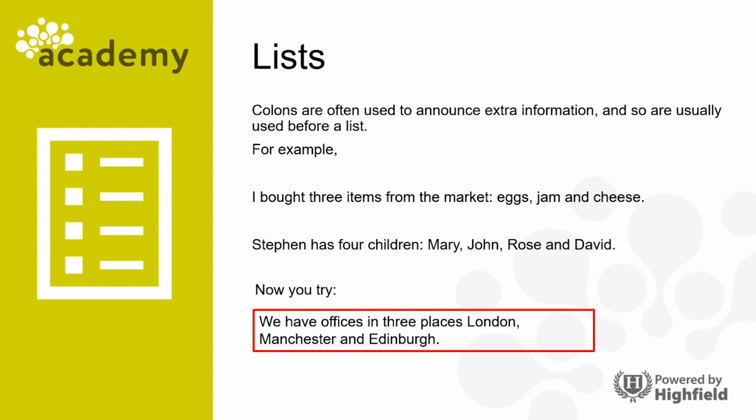Okay, let's see where the colon should go. So the statement is, we have offices in 3 places, which is then followed by a list of places where the offices are located. Therefore, there needs to be a colon to introduce this list. We have offices in 3 places: London, Manchester, and Edinburgh.